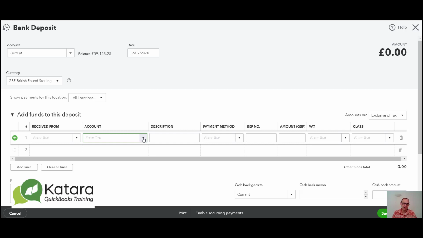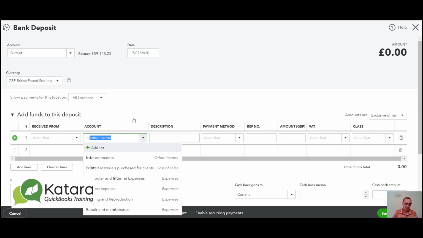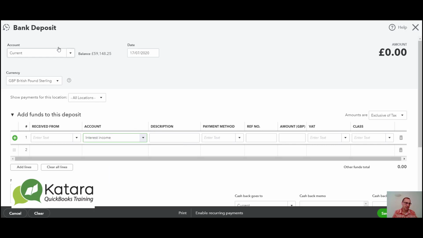There may also be an option in here for us to use this screen to enter perhaps bank interest. So we might go in here and select the interest income account to say that into the current account on a certain date we've got interest income to book in, and the interest income might be just a small nominal figure that goes into the bank account. So bank deposits can be used for interest, money put in by directors, by owners of the business, but it's not really to be used where we've invoiced, because we don't want to deposit against an invoice. We would receive payment against an invoice.